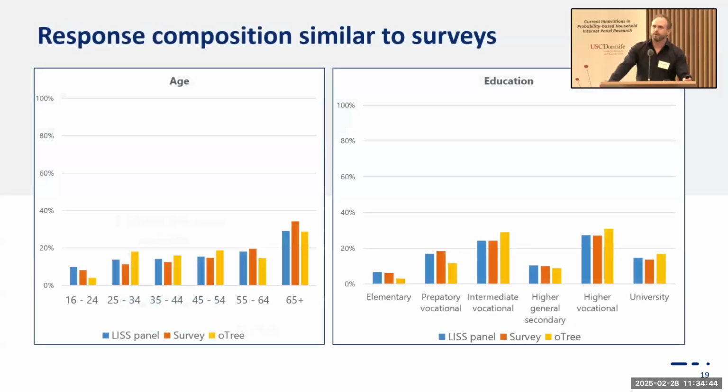There's a lot of manual labor in here, but look at the response composition. This is quite interesting. If you look at age and education, in blue, that's the LISS panel composition. In orange is a typical survey in the LISS panel. And if you look at O3, it's not that bad compared to a typical survey. So the distribution is quite okay. That's promising.